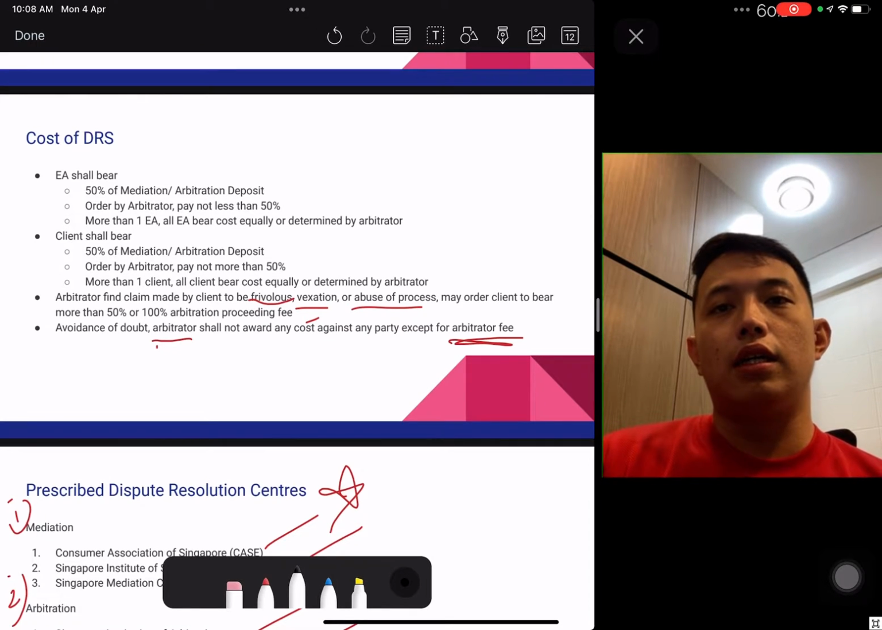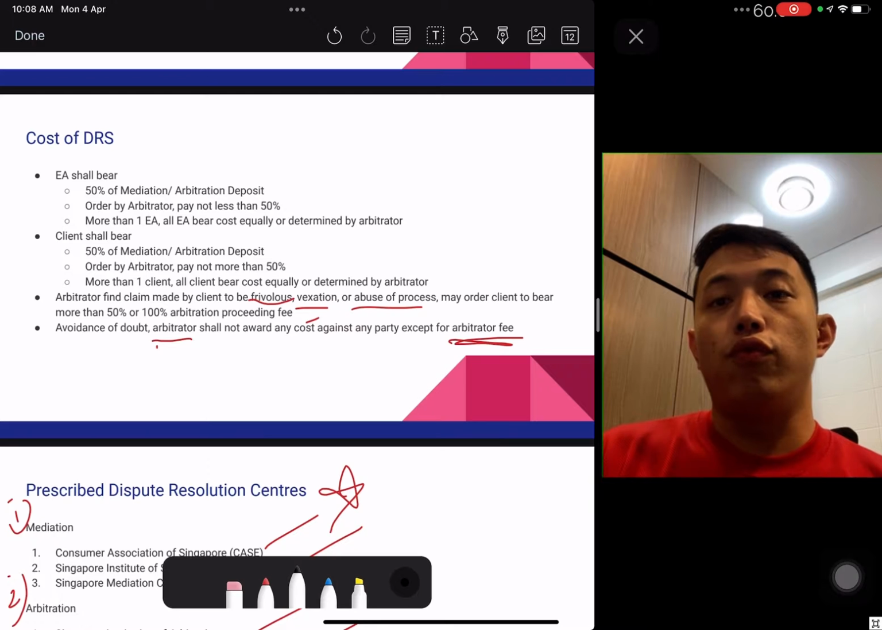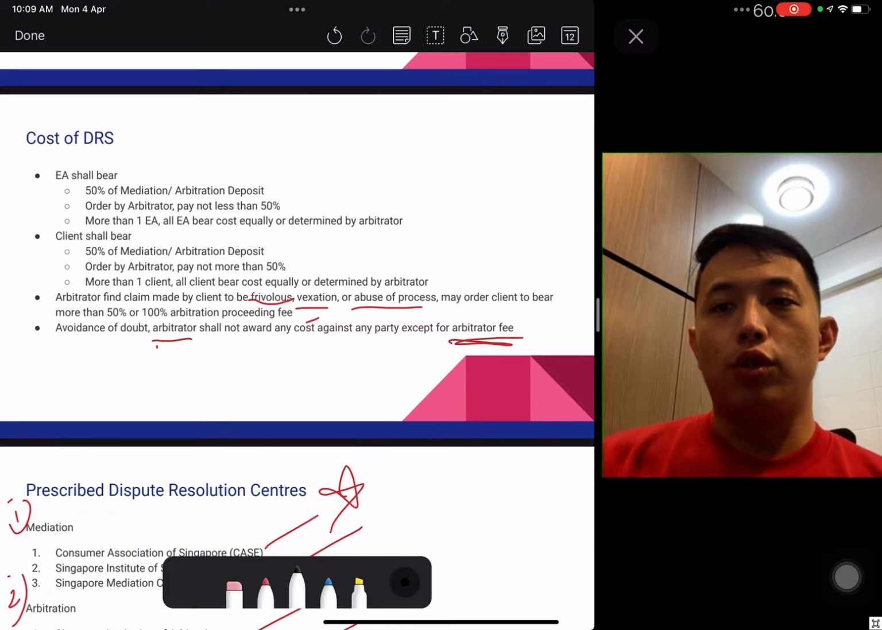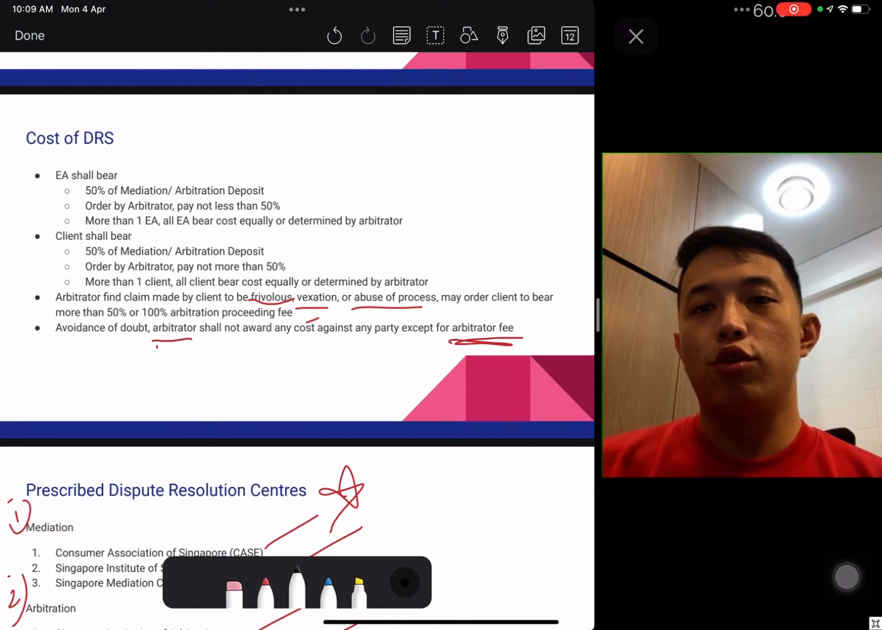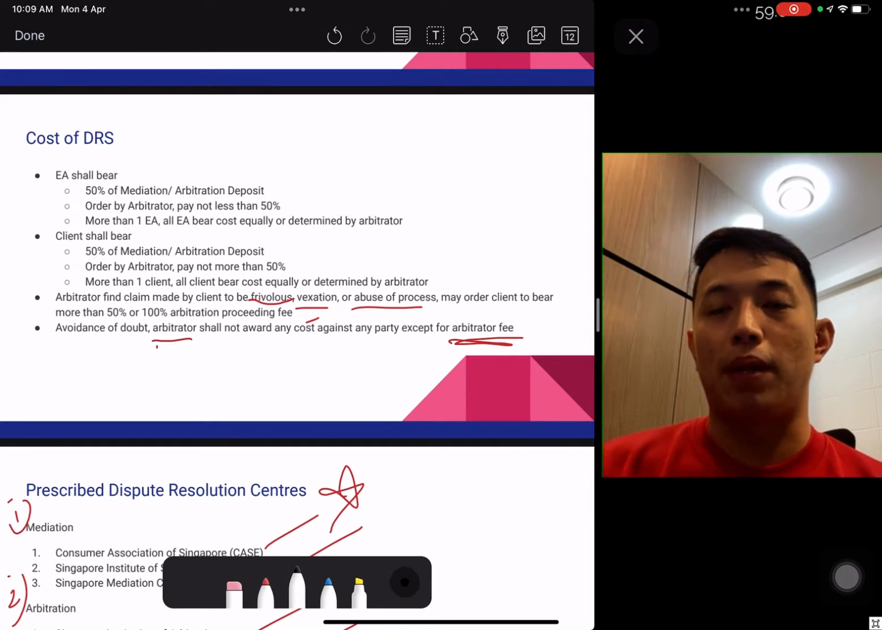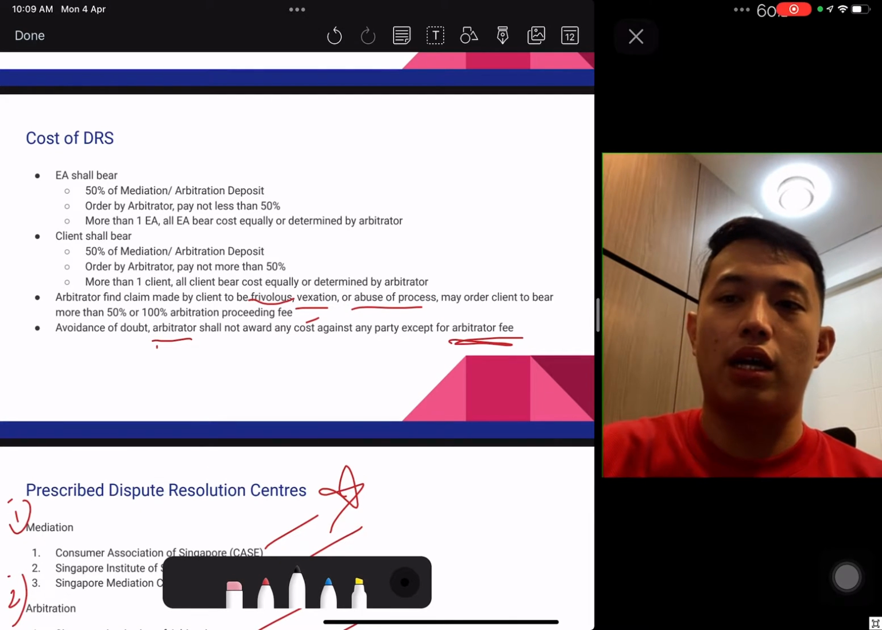For the cost of the dispute resolution scheme, EA will pay no less than 50%. If more than 1 EA, it will be equally distributed or determined by the arbitrator. For the client, it will never be more than 50%, unless the client is abusing the process, vexatious or frivolous. So the arbitrator can get the client to pay more than 50% if needed. The arbitrator shall not award any costs other than the arbitrator fee. They are only able to ask the person to pay the fee, not additional fine or additional payment.